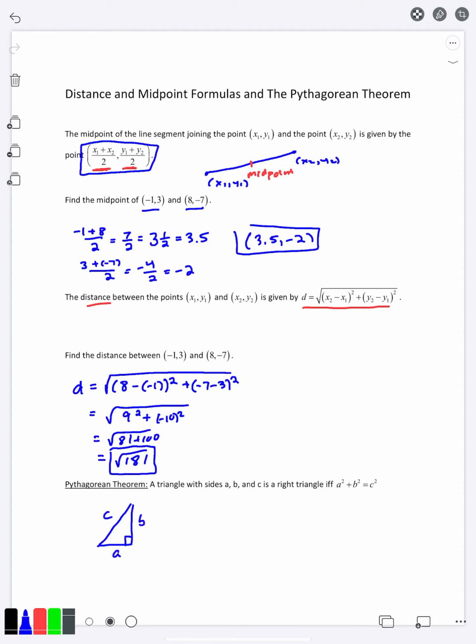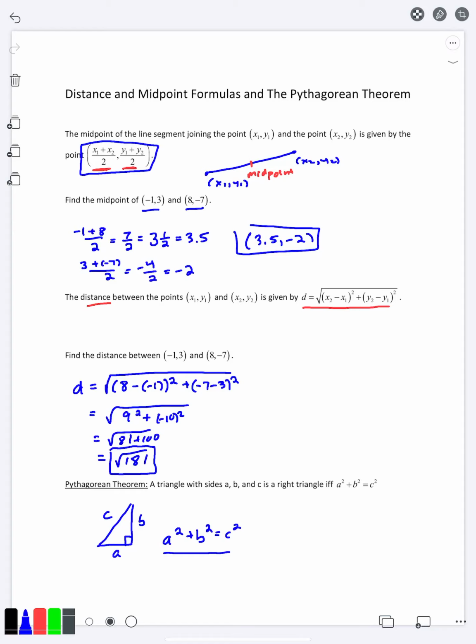And it says if you have a right triangle, then you're going to have a squared plus b squared is c squared. Now it turns out this theorem is actually a double theorem because it says that if you have a right triangle, then you're going to get a squared plus b squared equals c squared. And also, if you had a random triangle that happened to satisfy this equation, then you would know without ever even drawing it that it's a right triangle. So it is a double theorem. It goes both ways there.